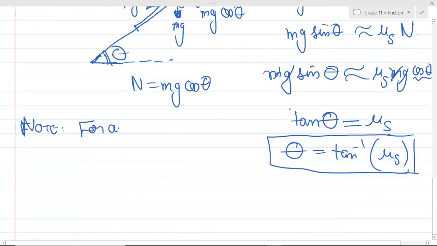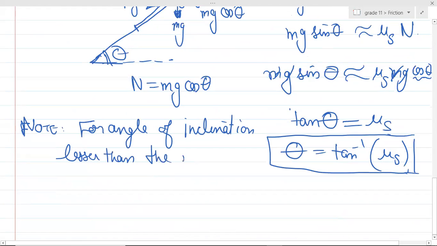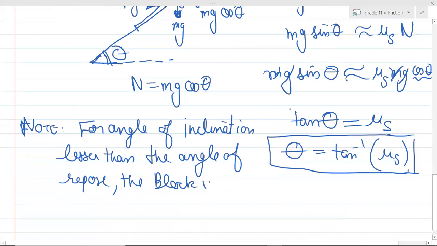So note, for an angle of inclination lesser than the angle of repose, the block will not slide over. Is this clear, guys?